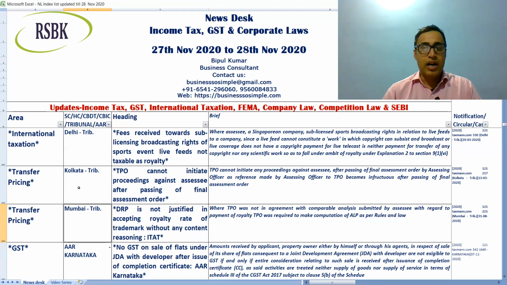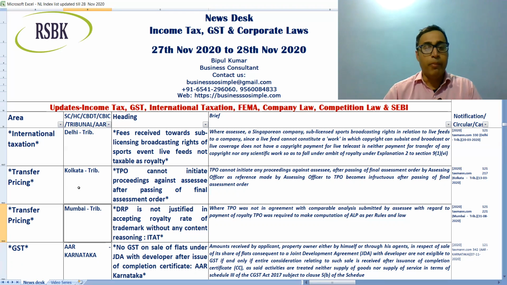Let's cover updates on transfer pricing. Kolkata Tribunal: Transfer pricing officer cannot initiate proceedings against the assessee after passing of a final assessment order. TPO cannot initiate any proceedings against the assessee after passing of the final assessment order by the assessing officer, as a reference made by the assessing officer to the transfer pricing officer becomes infructuous after passing of the final assessment order.